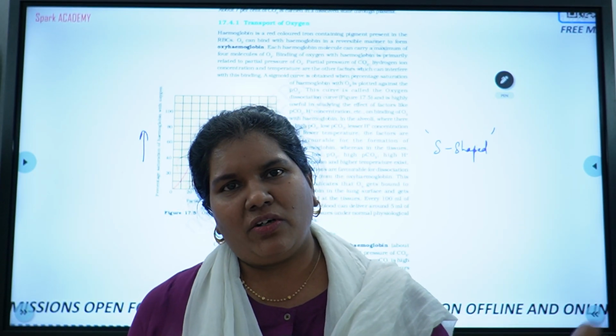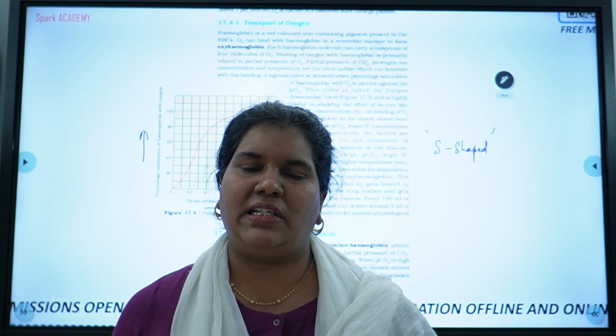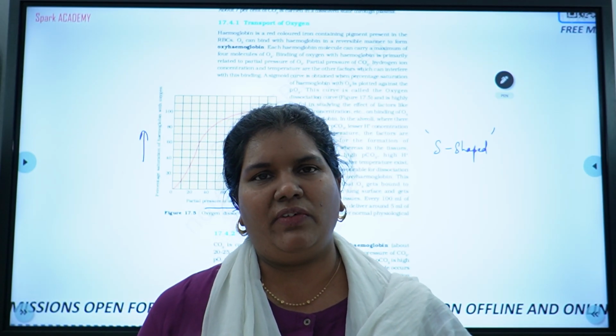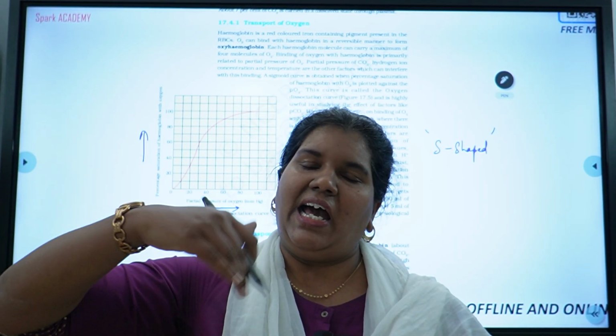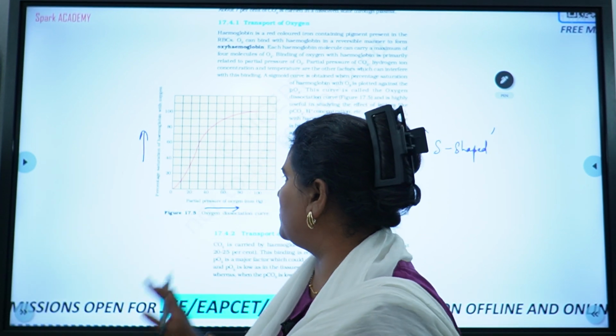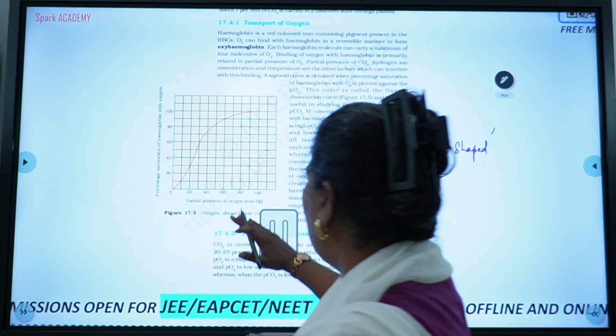Then binding of carbon dioxide, where does it happen? It happens at the tissue level. Dissociation happens at the alveolar level. Why does dissociation happen at the alveolar level? Because carbon dioxide has to go out of the body. It shouldn't stay in our body for a longer time. That is what we have studied, and that is what we have learned in the previous class.